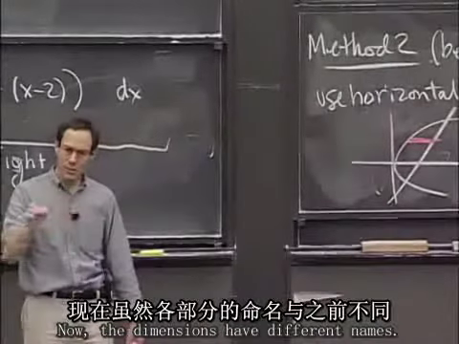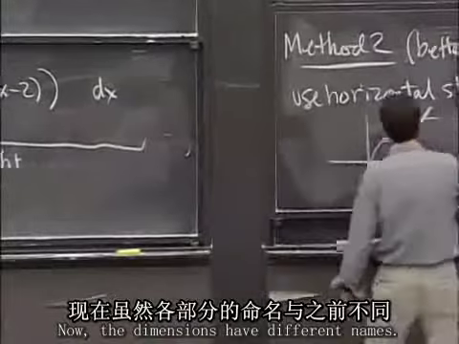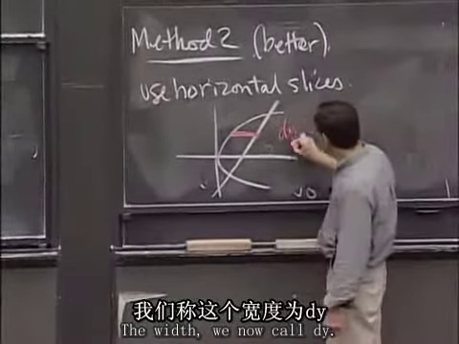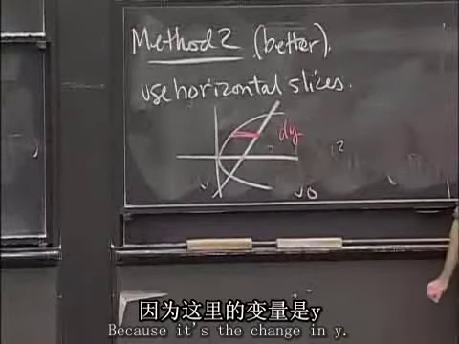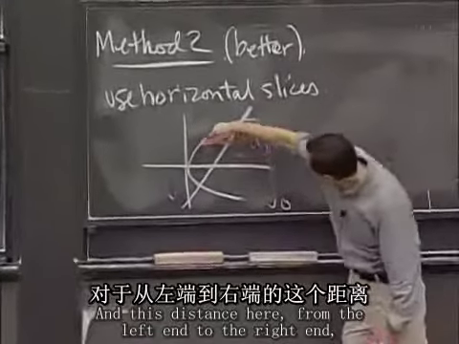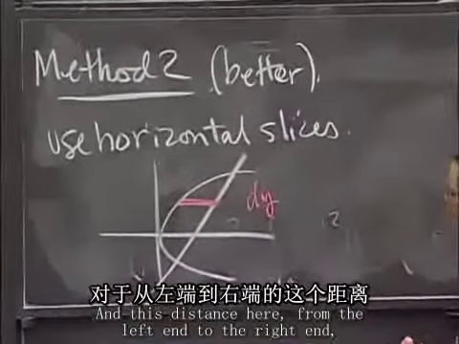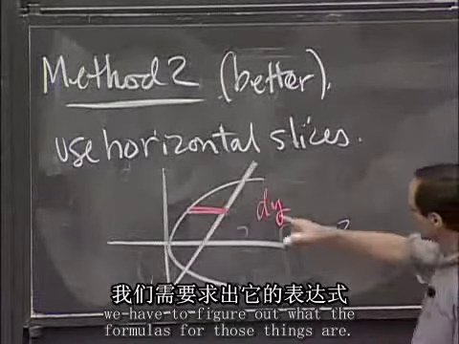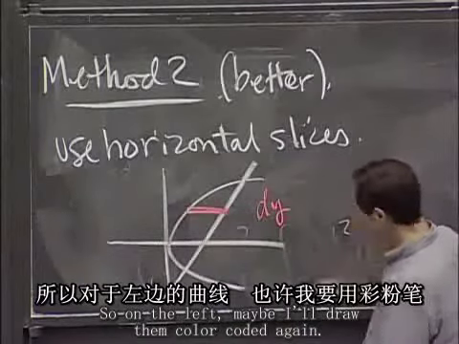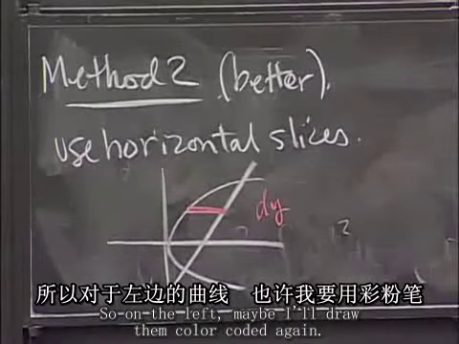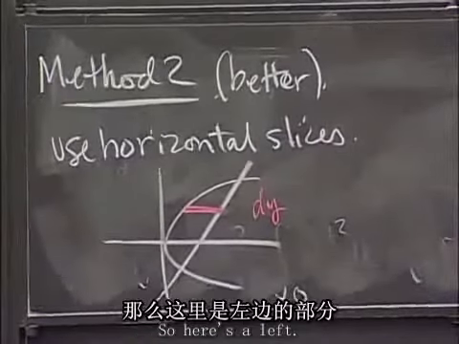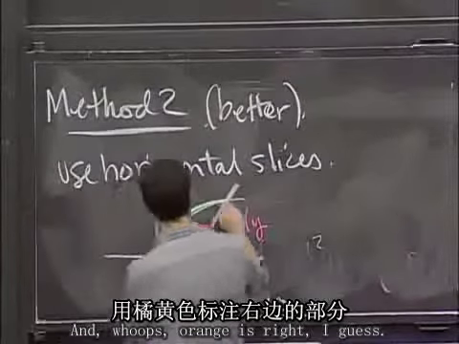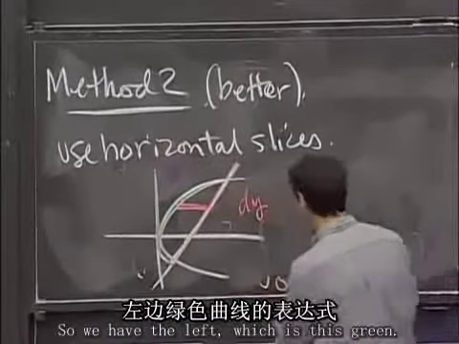Now, the dimensions have different names, but the principle is similar. The width we now call dy, because it's the change in y. And this distance here, from the left end to the right end, we have to figure out what the formulas for those things are. So on the left, maybe I'll draw them color-coded again. So here's the left, and orange is right, I guess.